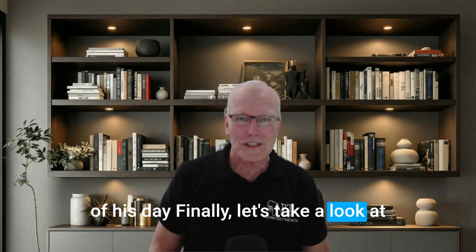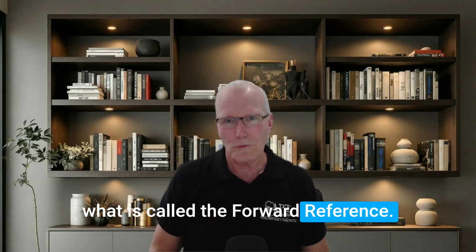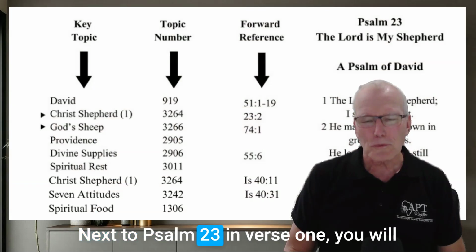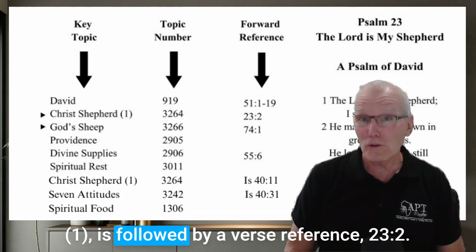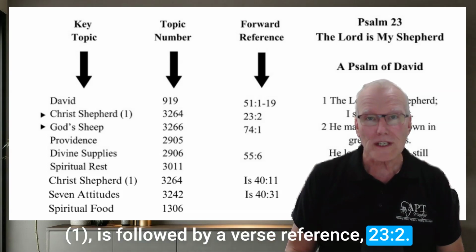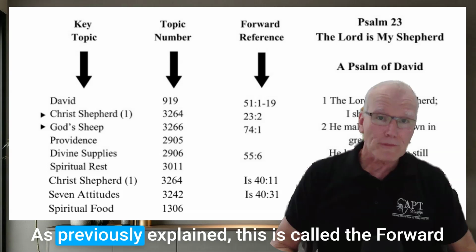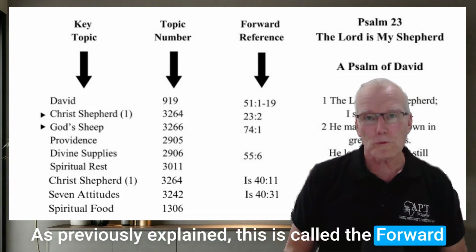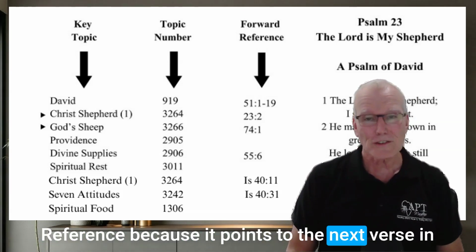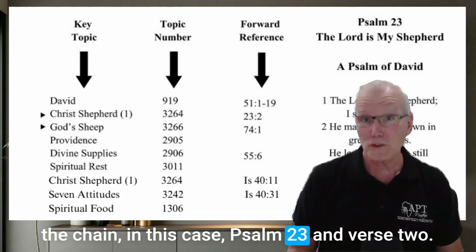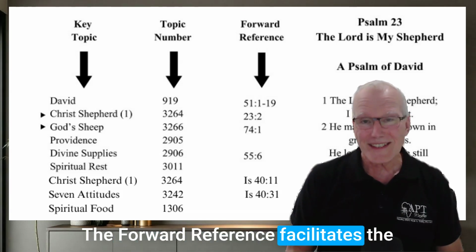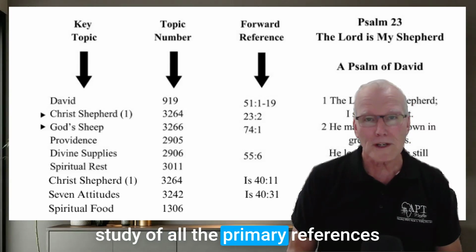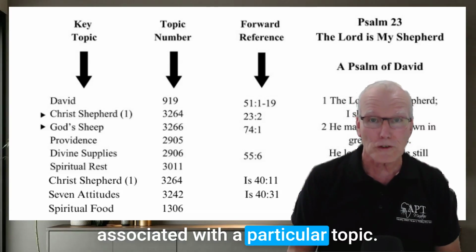Finally, let's take a look at what is called the forward reference. Next to Psalm 23 and verse 1, you will notice that the key topic, Christ Shepherd 1, is followed by a verse reference, 23 verse 2. As previously explained, this is called the forward reference because it points to the next verse in the chain, in this case, Psalm 23 and verse 2. The forward reference facilitates the study of all the primary references associated with a particular topic.